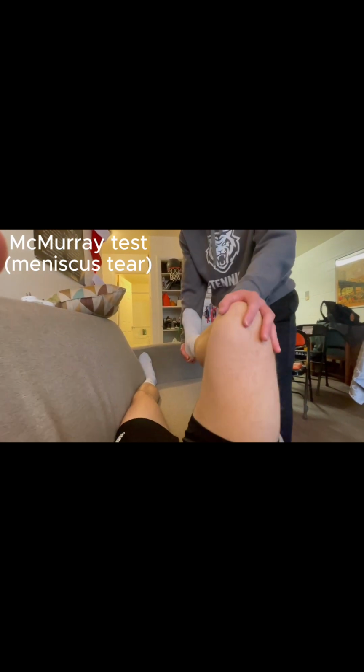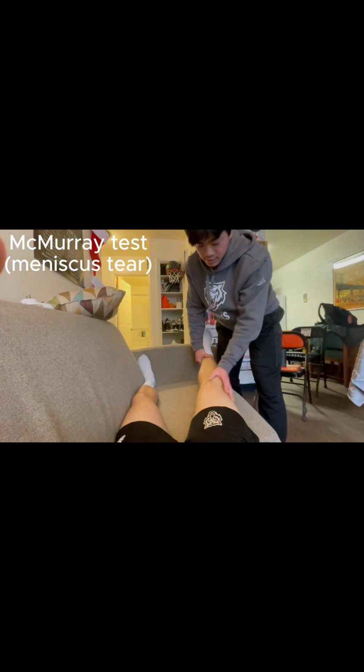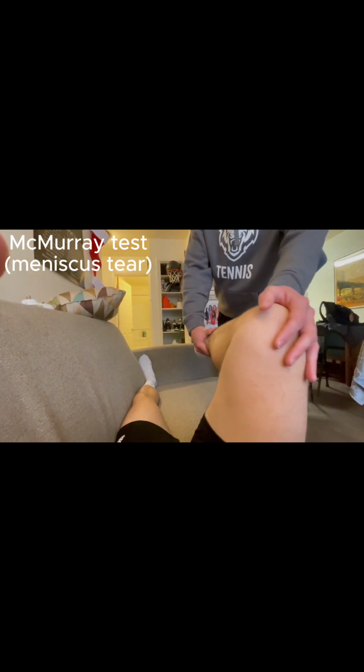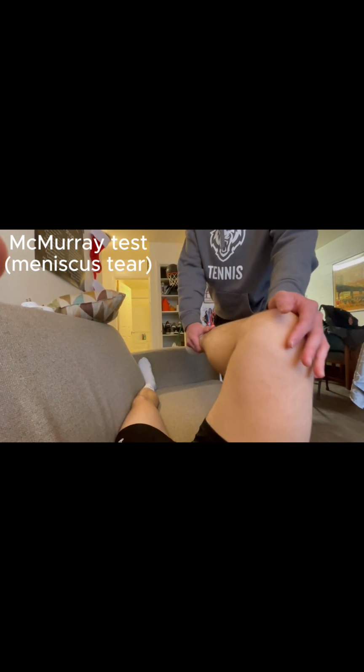In order to test the medial meniscus, bring the knee into full flexion and laterally rotate the tibia. This test is considered positive if Harry experiences clicking, locking, or pain in his knee.